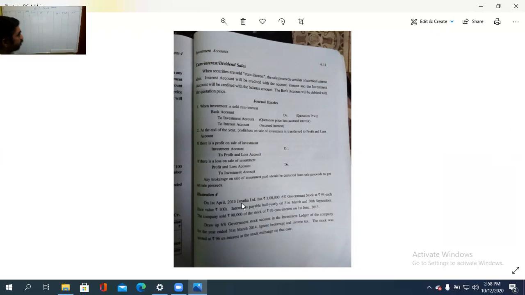So to balance brought down, the first is which day? It is on 1st April, 1/4/13, to balance brought down. How much? 3 lakh for the nominal value and 2,82,000 for the principal value. That is 3 lakh: 3,000 into 100, and this is 3,000 into 94. Simple. Then that is the first thing.